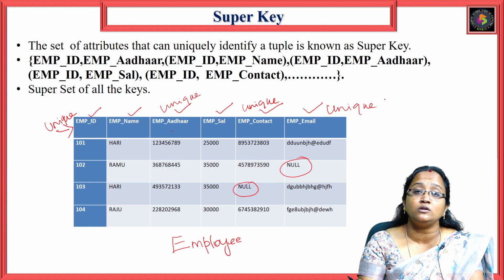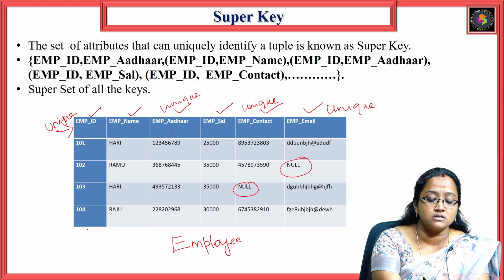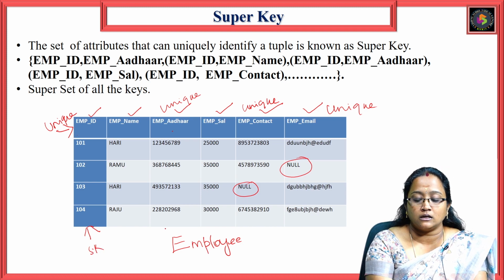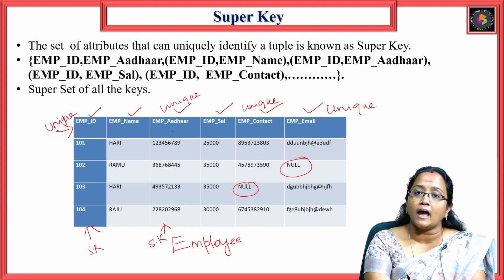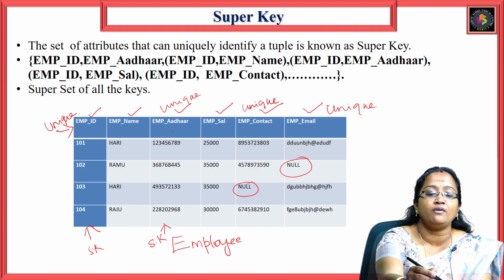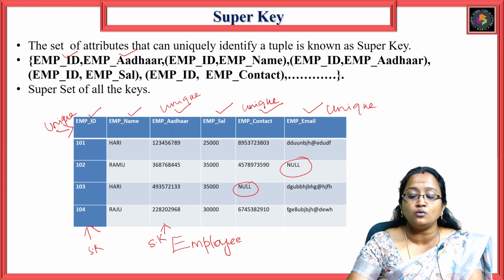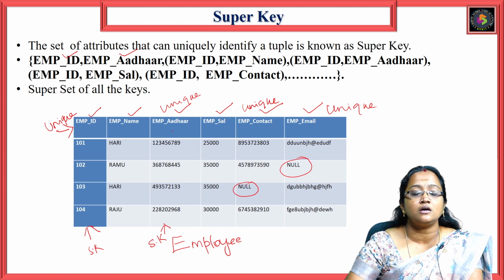We are going to find out the super keys. First super key, employee ID, it is unique, so this is one of the super keys. Next, employee Aadhaar. This is also one of the super keys. First we have identified the unique attributes which should not have null values. So first we have identified employee ID and employee Aadhaar. These are the first two main attributes which are unique and do not have null values.